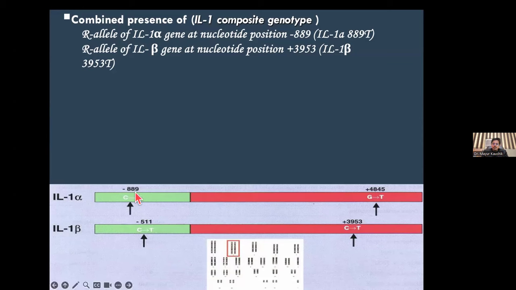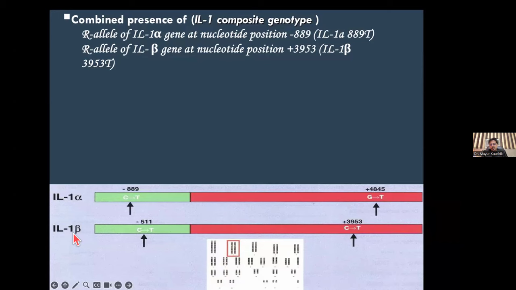Minus 889 means what? Minus means what? Promoter region or coding region? Minus is promoter region, P. The plus sign means the defect is located at the coding region. C2T means at this particular location, cytosine was supposed to be present and that is replaced by thymine. Simple as that. So if you were to remember even a single such detail, the examiner would be impressed. G2T means guanine was supposed to be present, but thymine is present. So this is the defect. These are the defects which are present for interleukin 1 alpha.